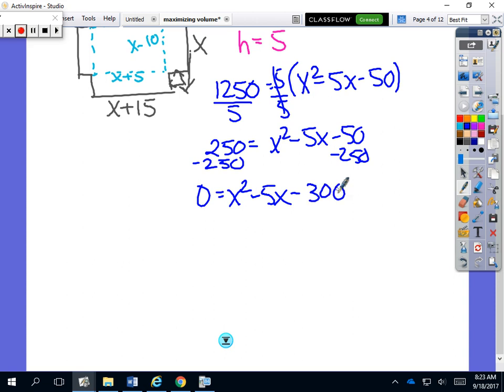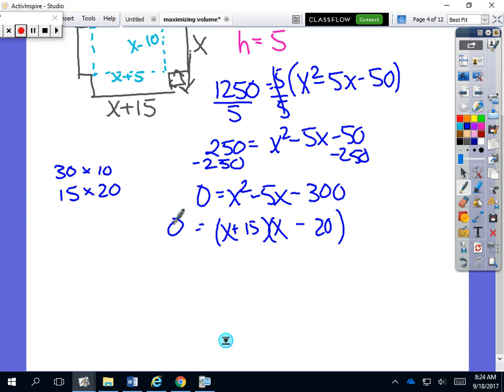I could use the quadratic formula, but I'm thinking I might be able to factor this, because I think I need factors of negative 300 that add up to negative 5. And I know 30 times 10 equals 300, but that won't give me a difference of 5. Well, let's divide this in half. 15, and that would be times 20. Well, those two numbers do have a difference of 5. So I have x, 15 and 20. Now I need the sum to be negative, so that 20 needs to be my negative. Okay, so that equals 0. Well, if I set both of these equal to 0 and solve, I'll get negative 15 and 20.